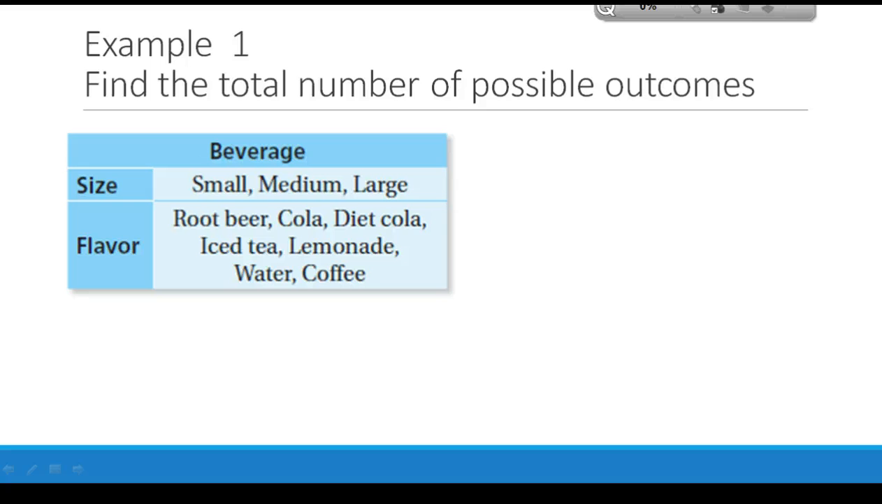Alright, so we're going to find the number of total possible outcomes for these. Okay, so we have size and we have flavor. So here we have size choices. There's 3. And flavors. It looks like 1, 2, 3, 4, 5, 6, 7. Looks like 7 flavors. So the total number of outcomes would be 21, 3 times 7.